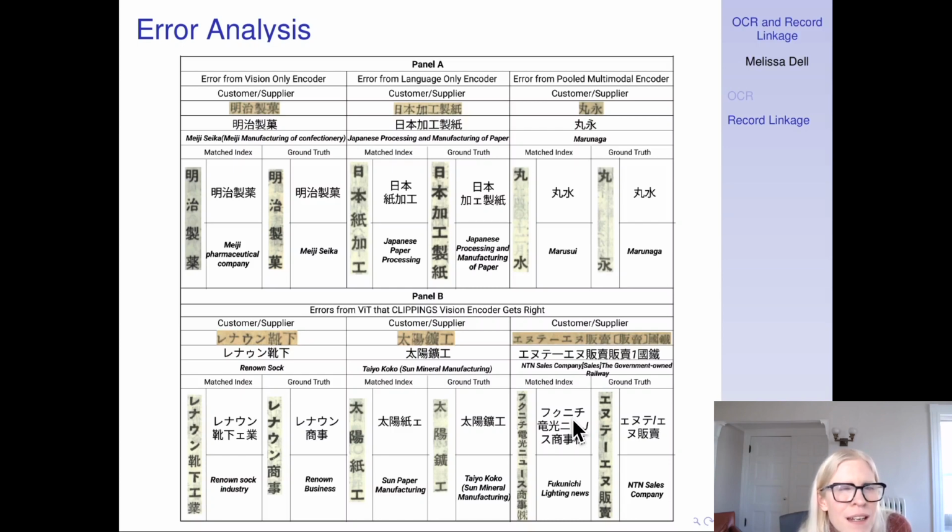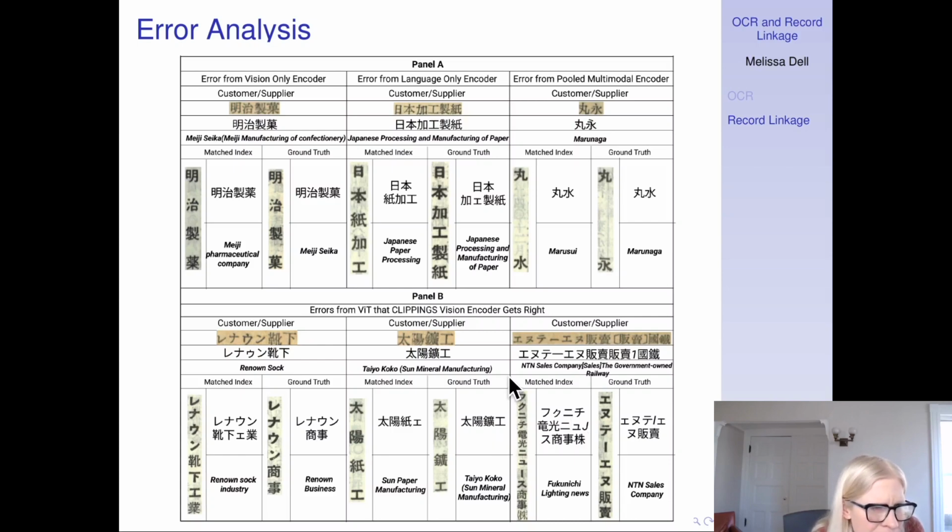Everything gets this wrong, because you can see that these two firm names are very homoglyphic, the characters in them look very similar. And then it's just somebody's name, so there's not really a language signal to go off of either. It's a pretty tricky example.